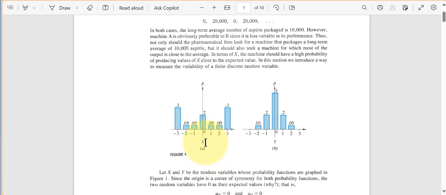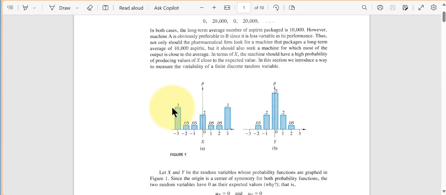Okay, so here they have a picture of two different random variables. So this random variable can take on the values -3, -2, -1, 0, 1, 2, 3. And the probability that it takes on -3 is up here. And the probability that it takes on -2 is here. And -1 is here, and so on. So it better be that when we add all these up, we get 1.